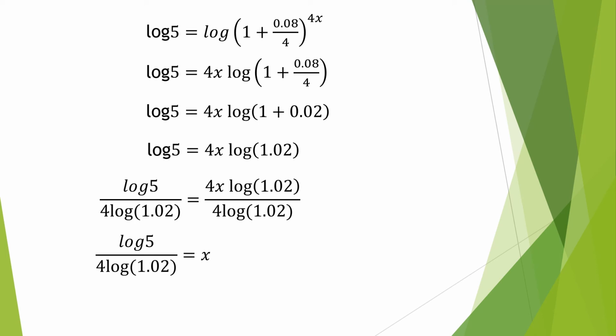And then we will solve this using our calculator. We will obtain x approximately equal to 20.32. So this is an approximation since it is just rounded to 2 decimal places. So that means it takes 20.32 years for that 100,000 to become 500,000 at the rate of 8% compounded quarterly.